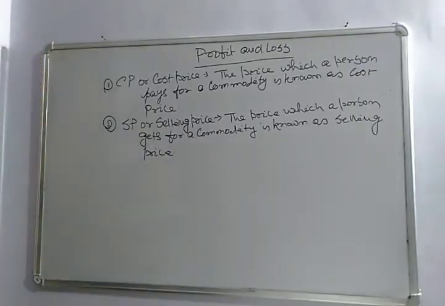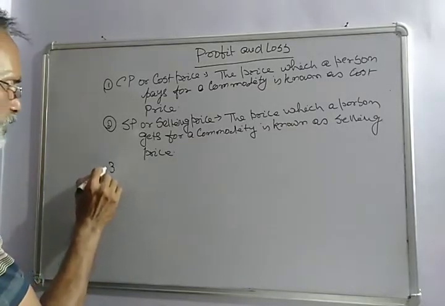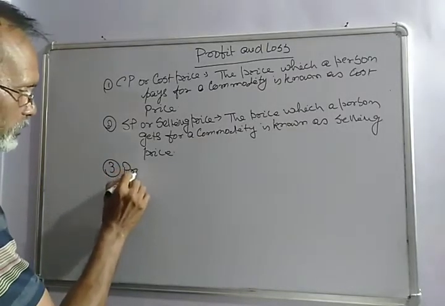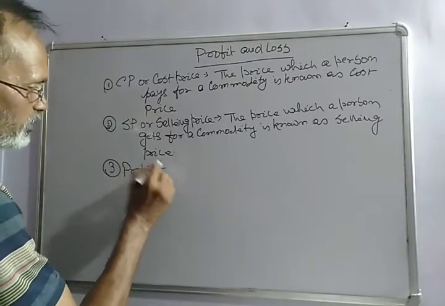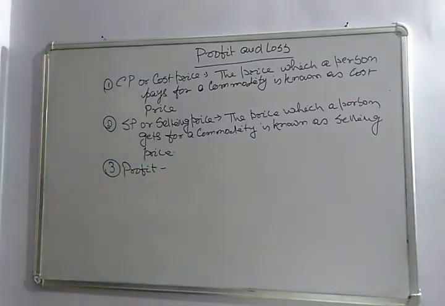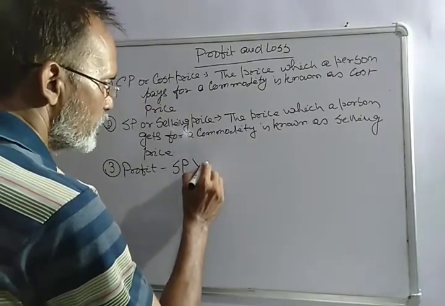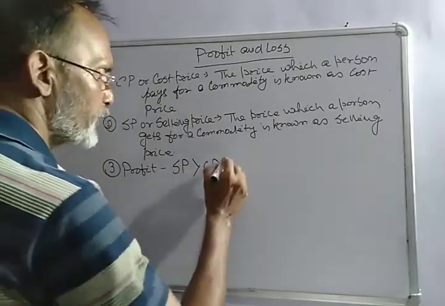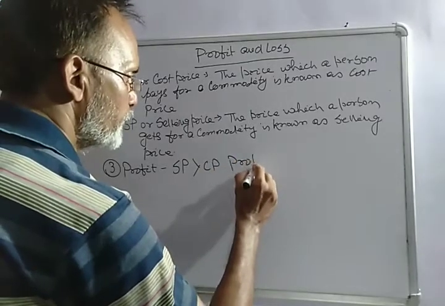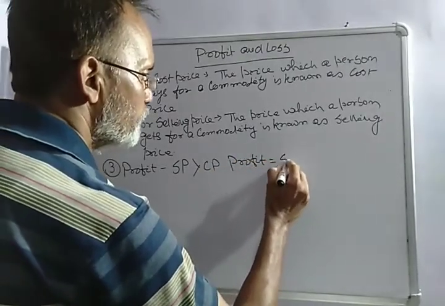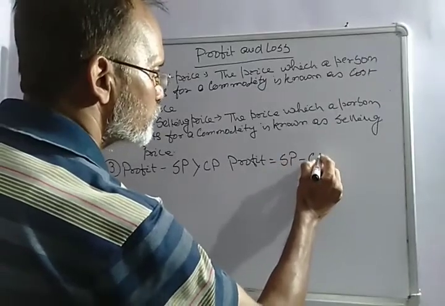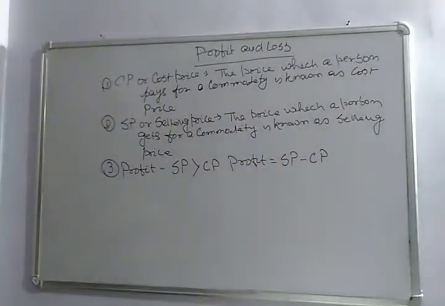The third thing we should know is profit. A profit is gained when the selling price is greater than the cost price. So profit is equal to selling price minus cost price.